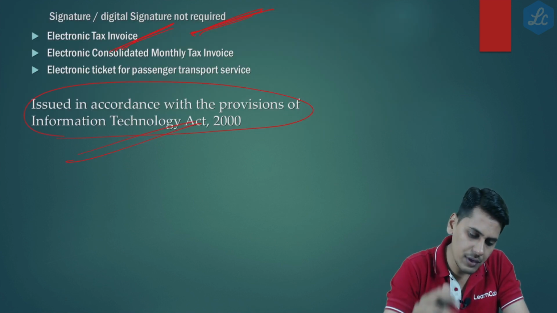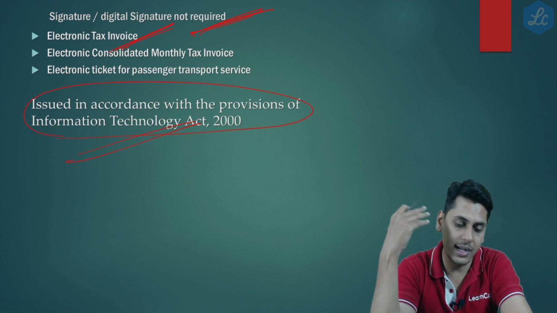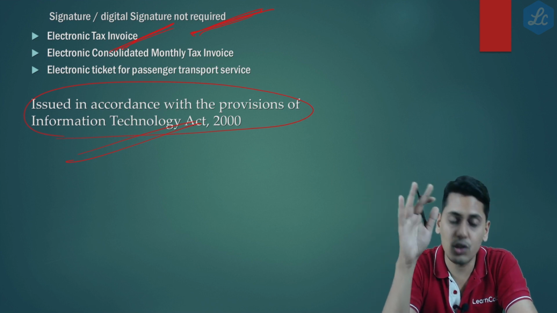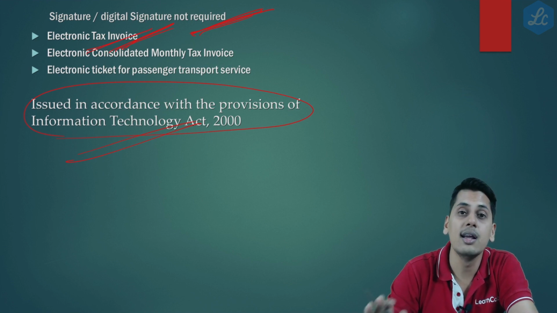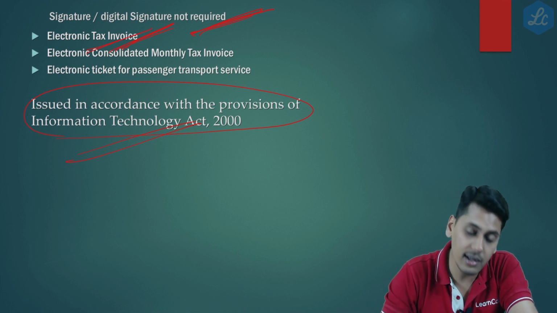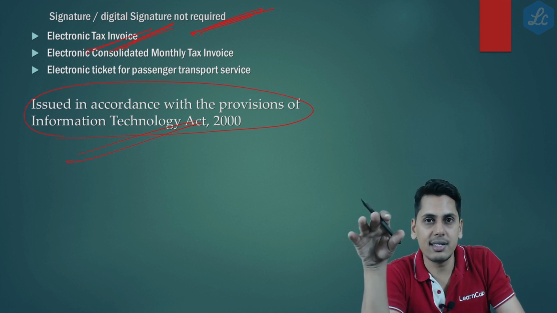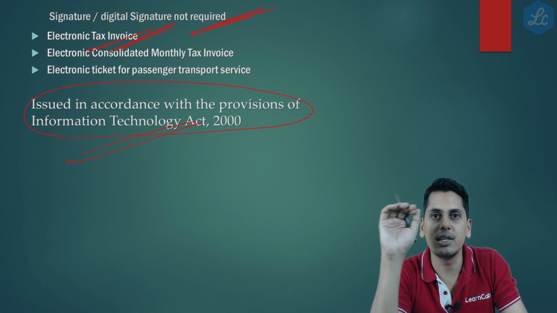We are just linking the provisions. You might have earlier read that signature or digital signature is not required in case of an electronic tax invoice. This is the electronic tax invoice. Here the signature or the digital signature of the owner or of the authorized agent is not required.